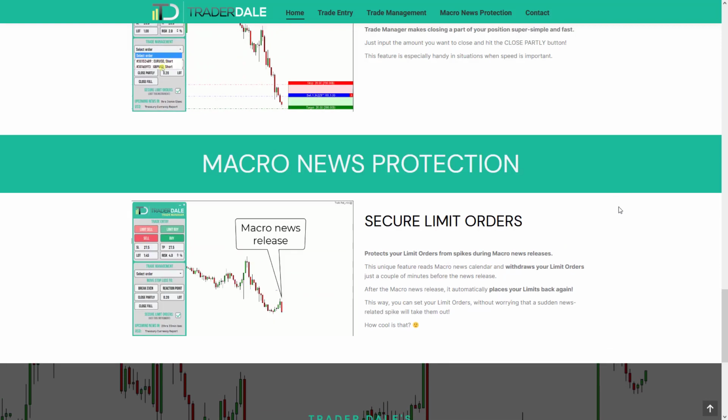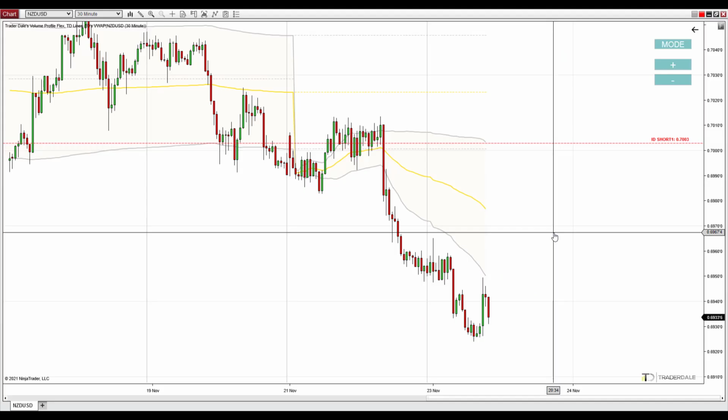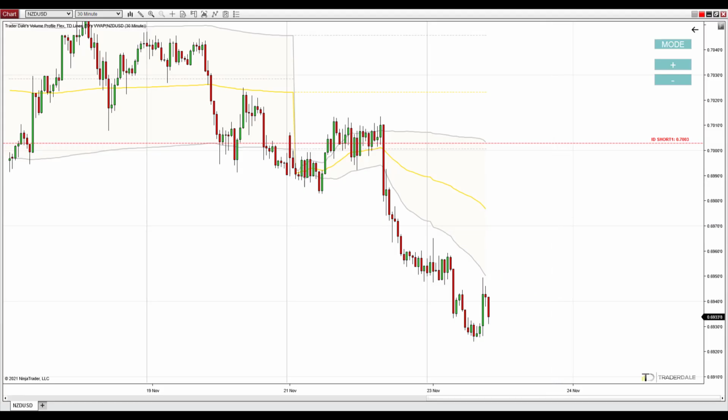So anyways, that's about that. Let's now have a look at the chart. What you see before you is the New Zealand dollar US dollar chart, and it is a 30-minute chart.